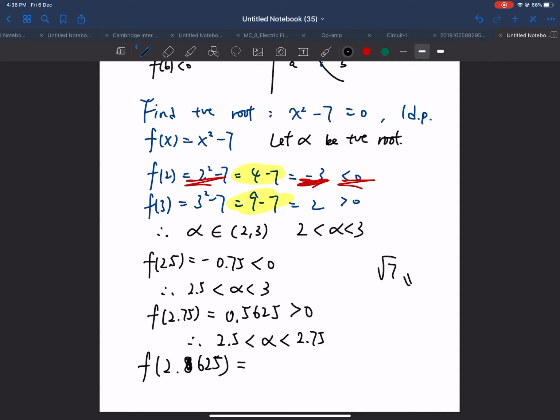So the midpoint of 2.5 and 2.75 is 2.625. Square it minus 7 and get a negative value. So the value that is closer to 0 is the higher one.